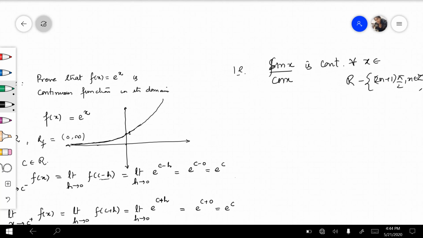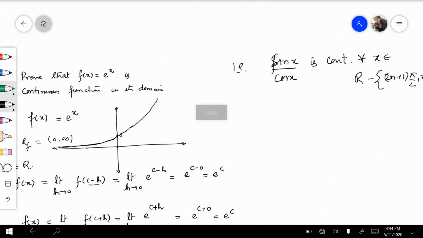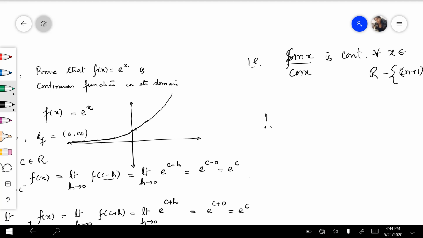Hence, f of x equals tan of x is continuous for every x belongs to R minus 2n plus 1 into pi by 2, where n is an integer.